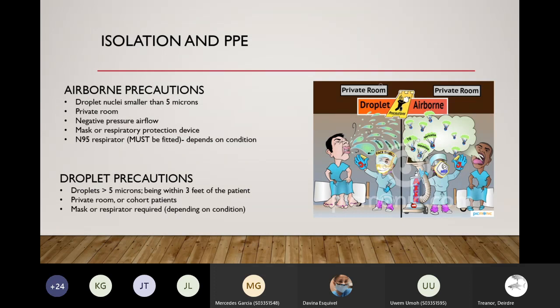N95 respirators are typically used. Airborne precautions, we're talking about tuberculosis, chicken pox, measles are all considered under airborne. Okay. Also, currently COVID-19, they're using both airborne and droplet precautions. So it's very important to keep this in mind. N95 respirators, generally, you have to be fit for them, because they need to make sure that you have a good seal and that you're going to be safe.